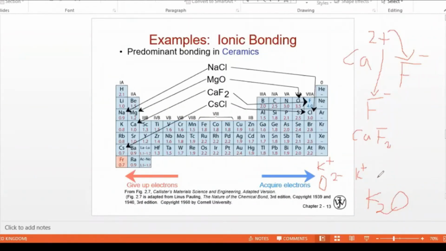Like that, K will also form K2O. K can supply only 1 electron, but O can gain 2 electrons. So now it is K2O, right? 2K for 1O, right? So this K will supply 1 electron for this O, and this K will supply 1 electron for this O. So 2K is supplying electrons for this O. So that is K2O, right? So 2K and 1O.